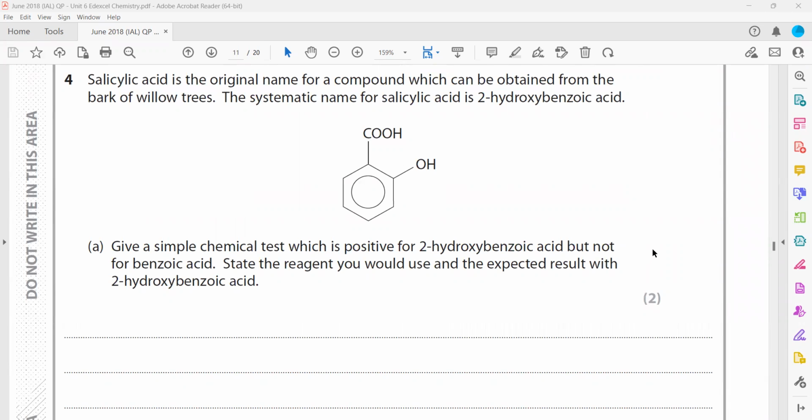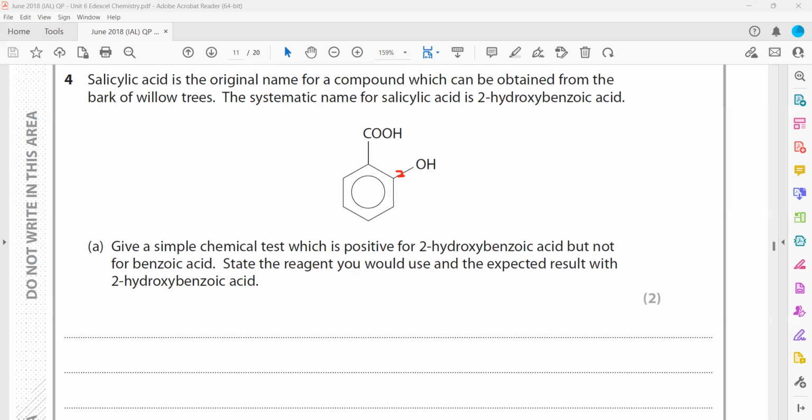In question 4, salicylic acid is the original name of a compound which can be obtained from the bark of the willow tree. The systematic name is 2-hydroxybenzoic acid. Give a simple chemical test which is positive for 2-hydroxybenzoic acid but not for benzoic acid. 2-hydroxy means that at the second position we have an OH group. State the reagent you would use and the expected result for 2-hydroxybenzoic acid. So how can we distinguish between benzoic acid and 2-hydroxybenzoic acid?